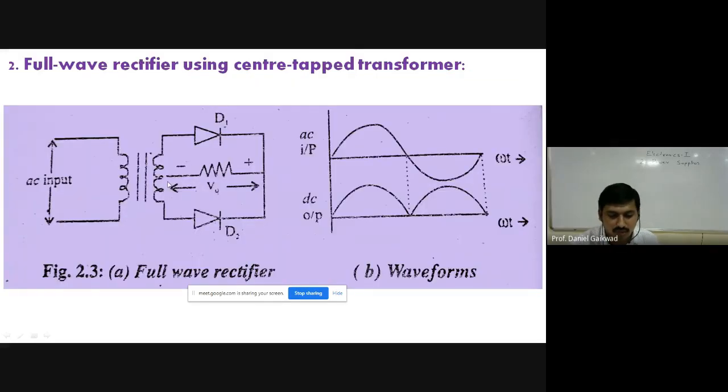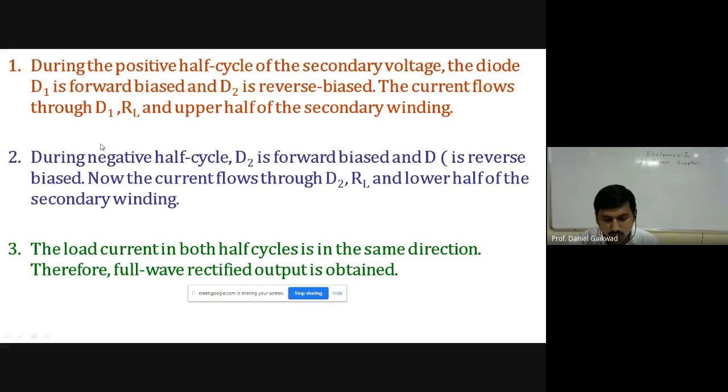Now in case of the second half cycle, the negative half cycle. So here we have the negative half cycle, here we have the positive half cycle. So in that positive half cycle, diode D2 will be in forward bias, current flows in this direction through D2, load resistance and the lower half of the secondary winding. So in this case, the current will flow in this direction and accordingly, the second half cycle appears as a positive half cycle. So this will be the description for the second half cycle.